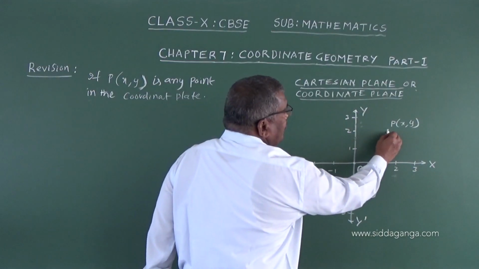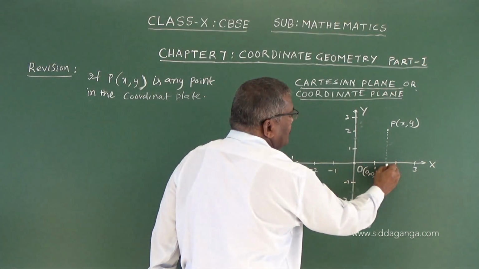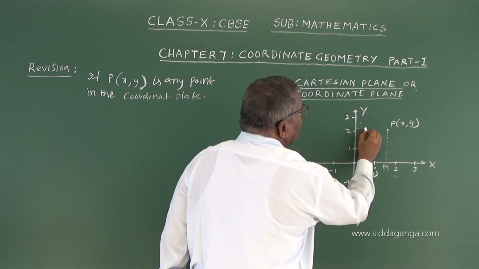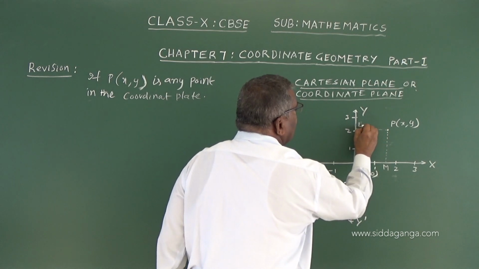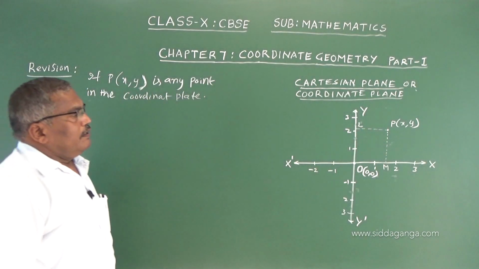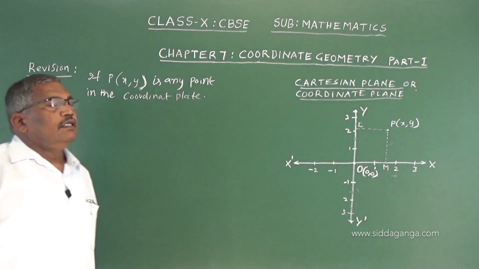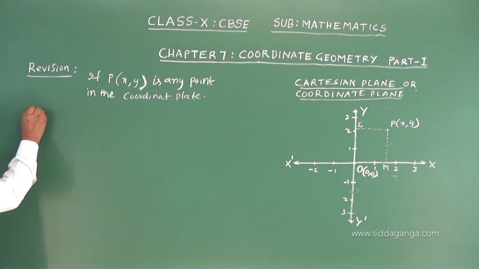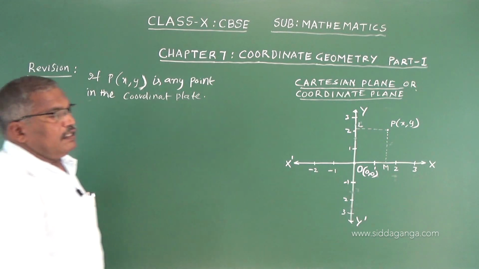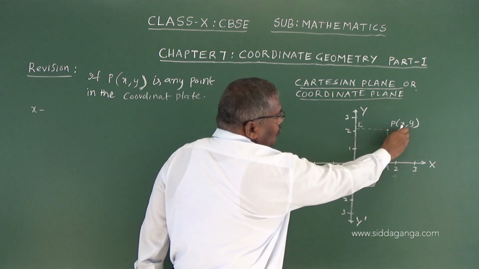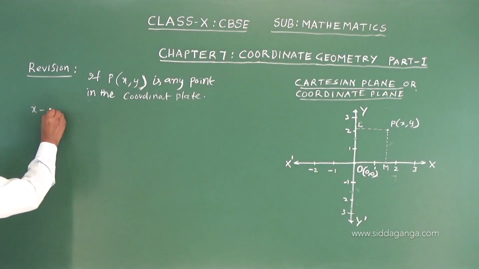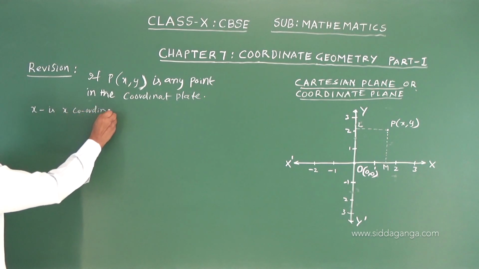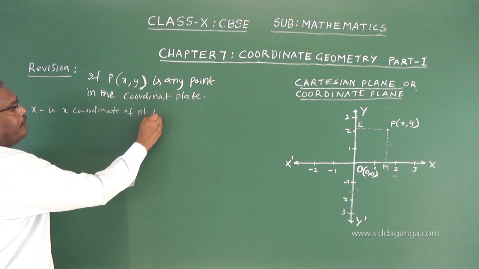Now you drop a perpendicular from point P to the x axis, mark this point as M, and draw a perpendicular to the y axis from point P and mark this as L, let us say. So, P(x, y) represents the position of point P in the coordinate plane, where x is the x coordinate of point P.